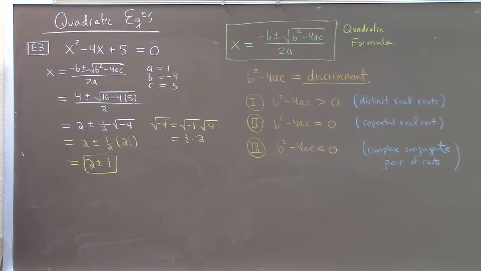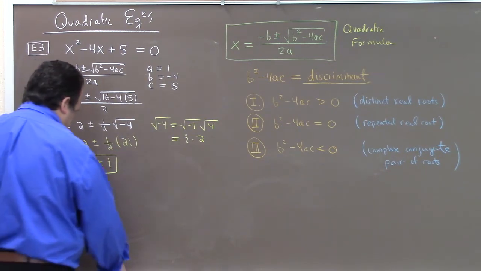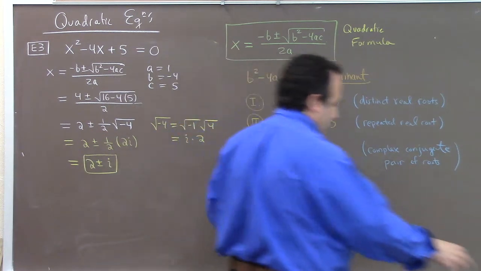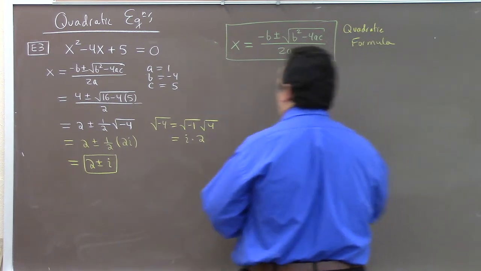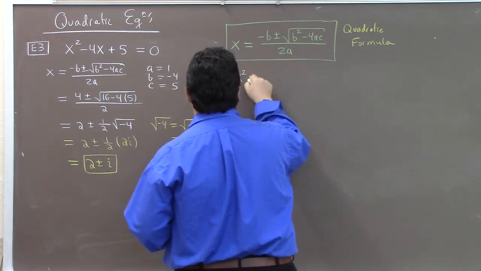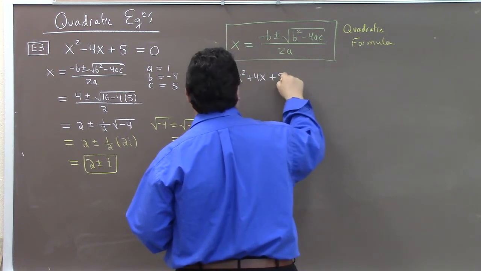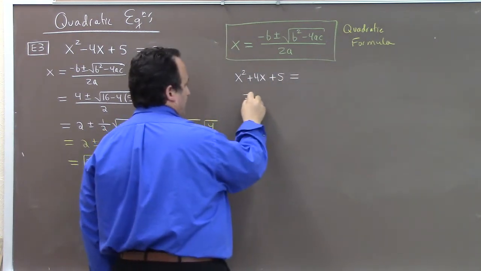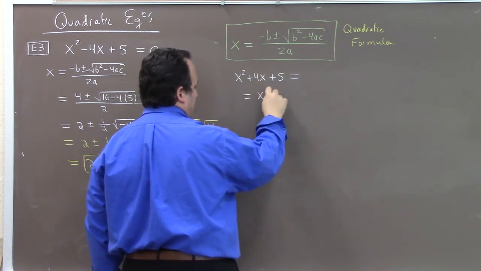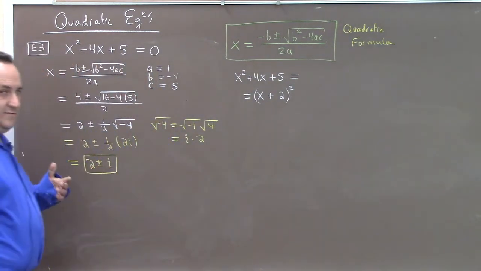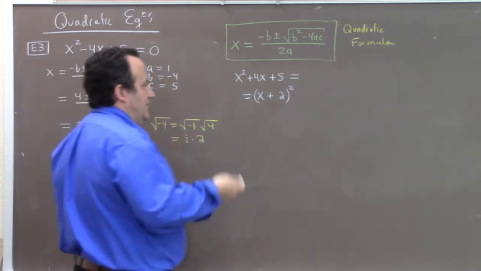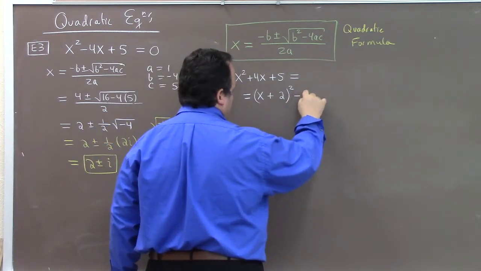Now, once again, we can complete the square rather than using the quadratic formula. Let's look at how that goes for example 3. So we have x squared minus 4x plus 5 equals 0. I take half of the term with x, which is 2, and I square that. At that point, what have I done? I have added a 4, since 2 squared is 4. So I have to subtract 4, to be fair, plus 5.